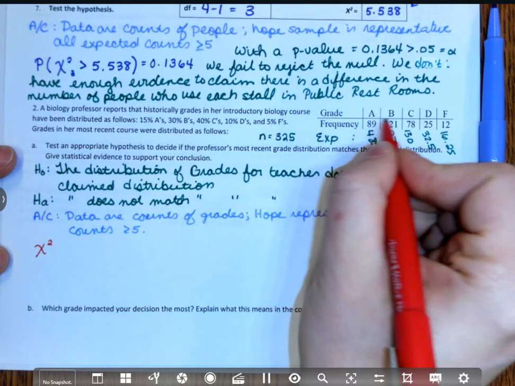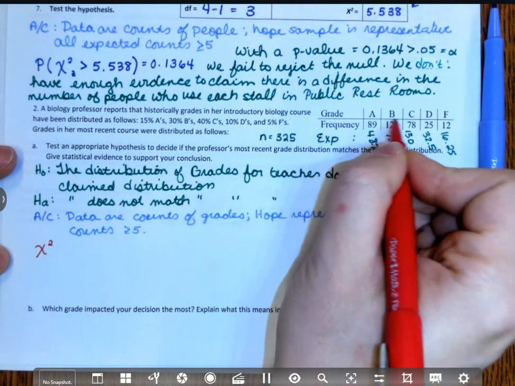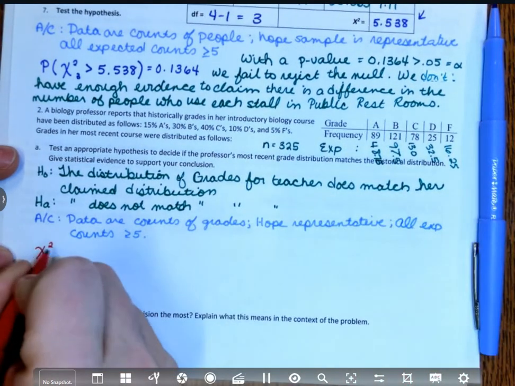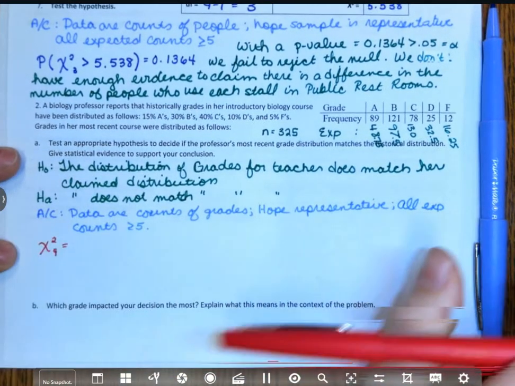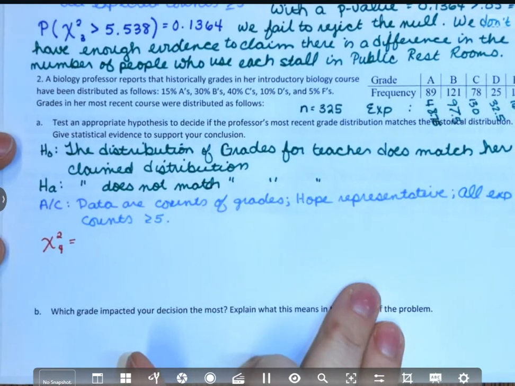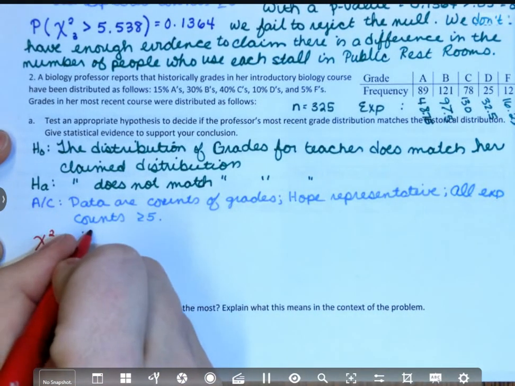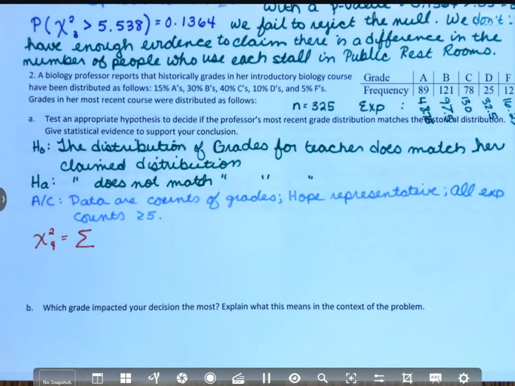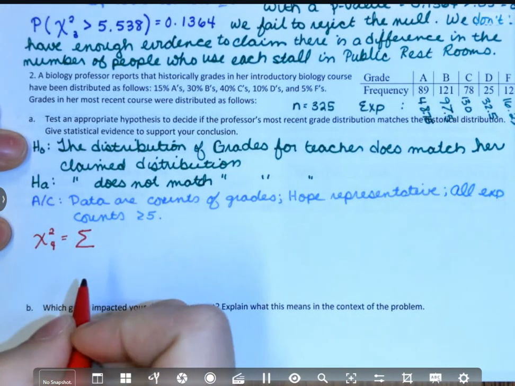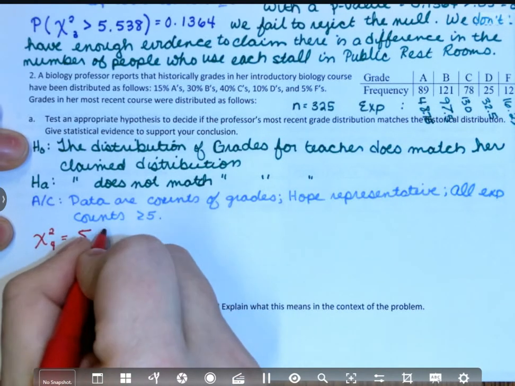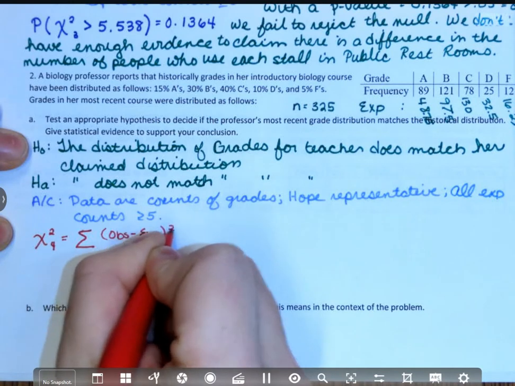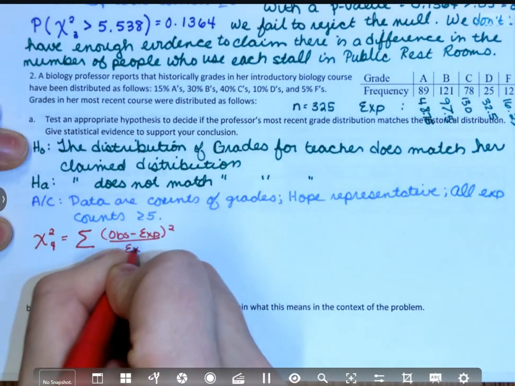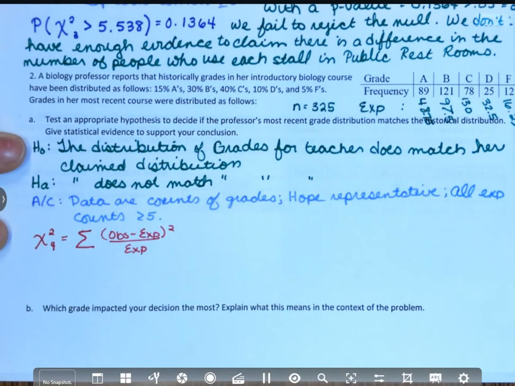4, because I have 5 grades. Remember, n is not the number of people, it's the number of groups. Minus 1. 5 minus 1 is 4. So chi-squared is equal to. We're going to write the formula. For this guy, you need to write the formula so you can establish what you're doing. And I'm going to say sigma. What does sigma represent? The sum. I'm going to write observed minus expected squared over expected.